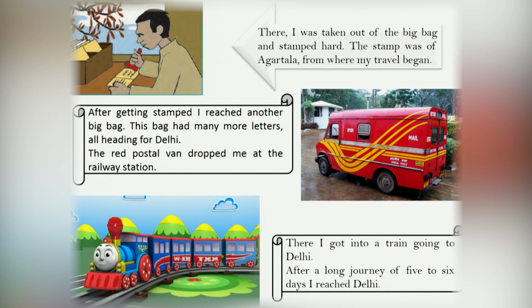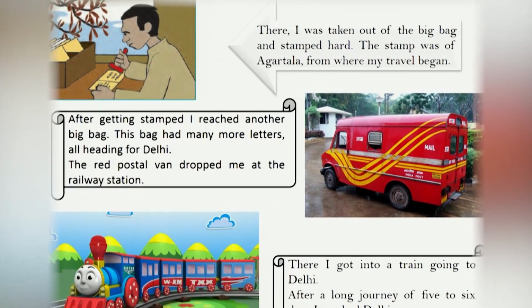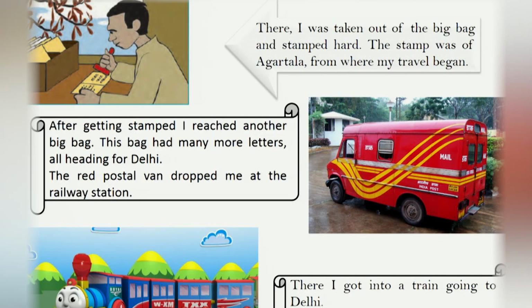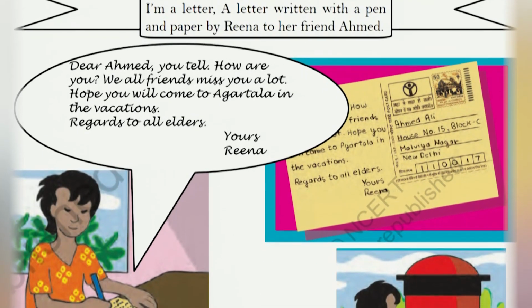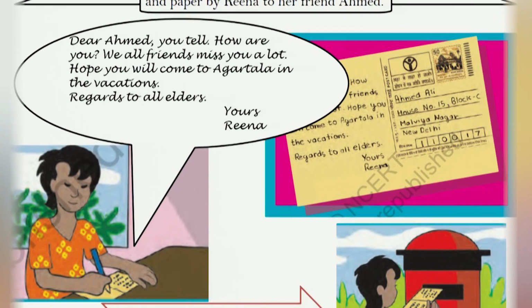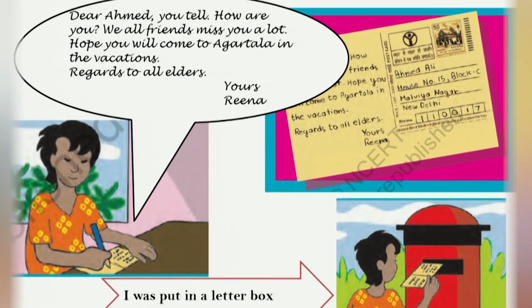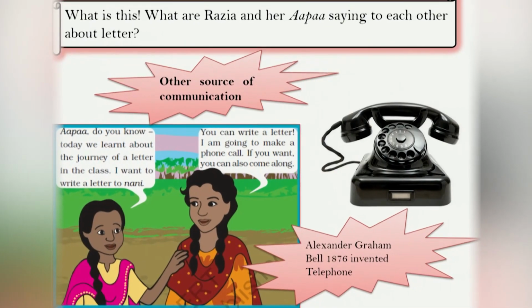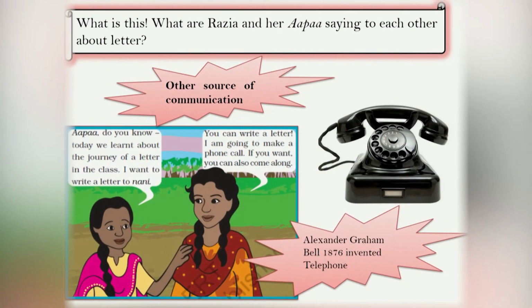We have also seen how a letter travels from one place to another. We have seen how Reena wrote a letter to her friend and how the letter went through its journey. We have also talked about another means of communication, that is the telephone. A telephone which was invented a long time back has evolved through time, and today the telephone has completely transformed. It is just a smartphone.